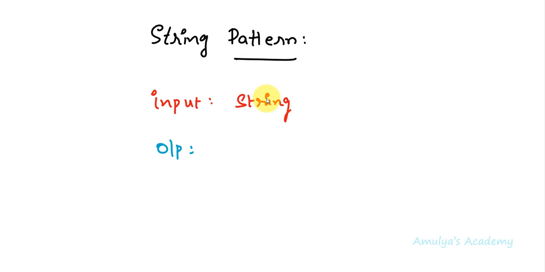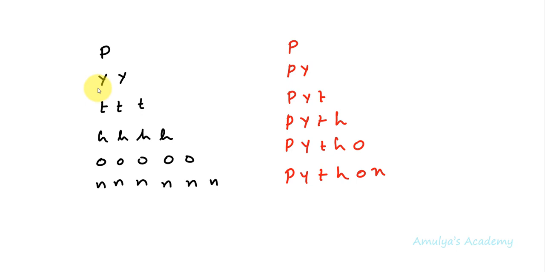Today's first pattern is, I want to print a string in the right triangle shape. Here for example I'll take the string as Python. I want to print the characters of the Python string in the right triangle shape. Here you can see in the first row I want P, next Y, next T, next H, next O and next N. So to print all this pattern I'll use the nested for loop method.